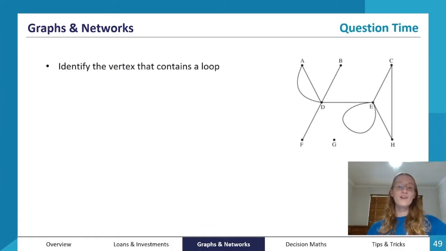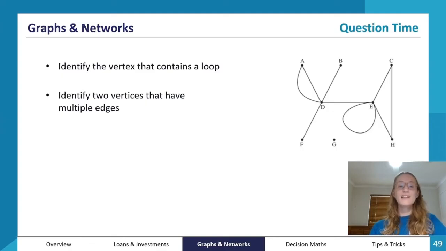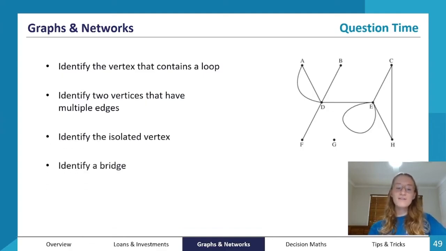So identify the vertex that contains a loop. Identify 2 vertices that have multiple edges. Identify the isolated vertex and identify a bridge. So the vertex that contains a loop, I'm sure you can see, would be E because the edge is connecting from E straight back to itself.